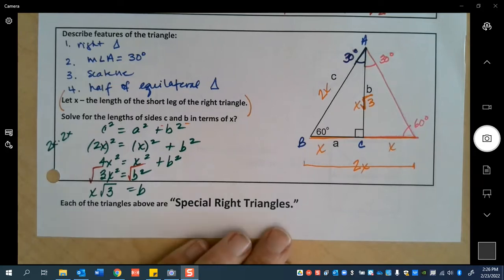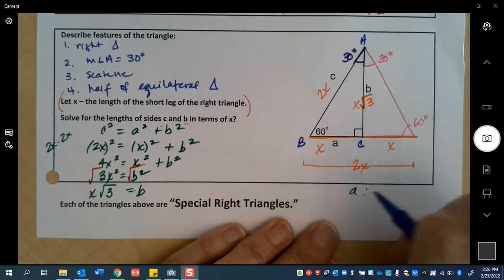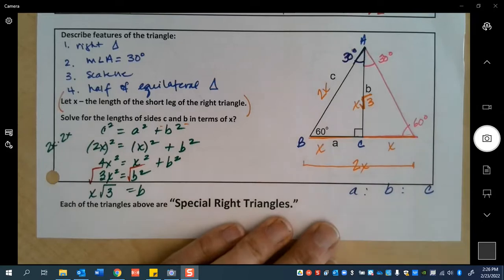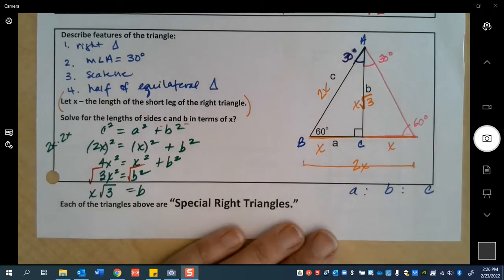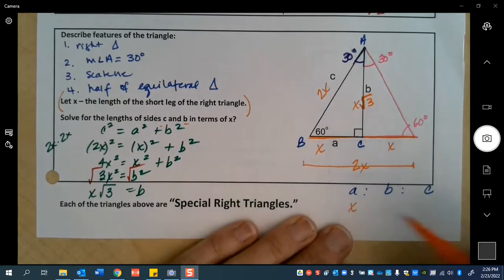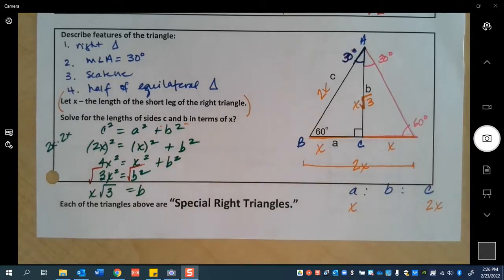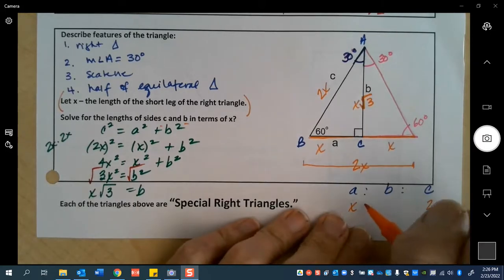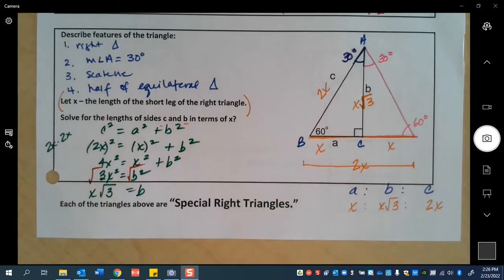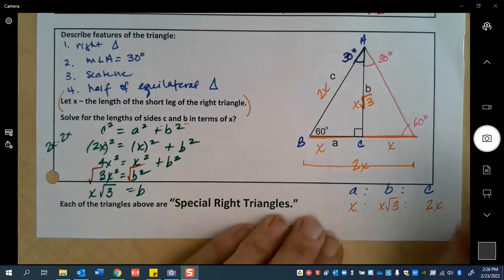When I talk about the scale factor between the legs, A to B to C, if A is x, C is double whatever x was, and B is x times the square root of 3. If I want to know a simplified scale factor, 1 to root 3 to 2.